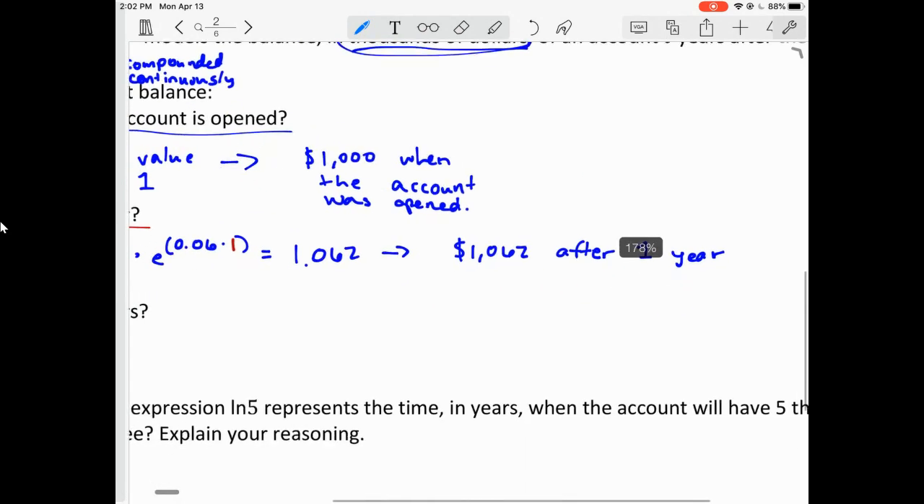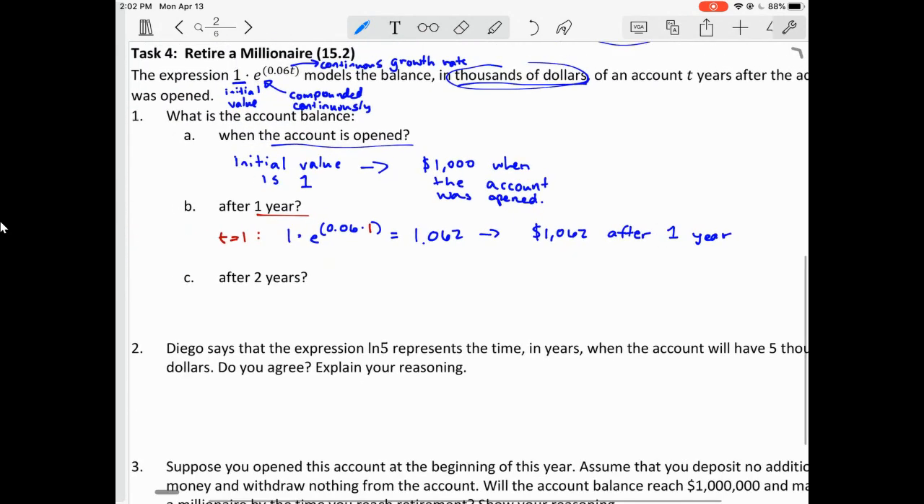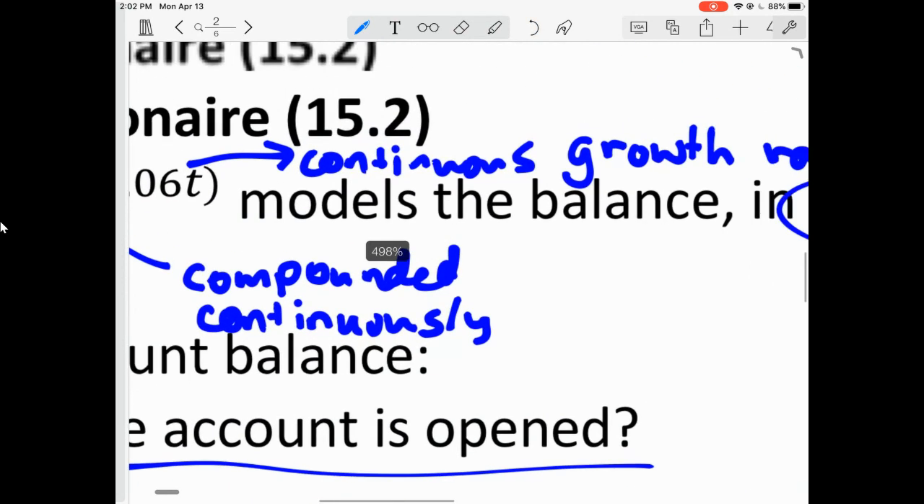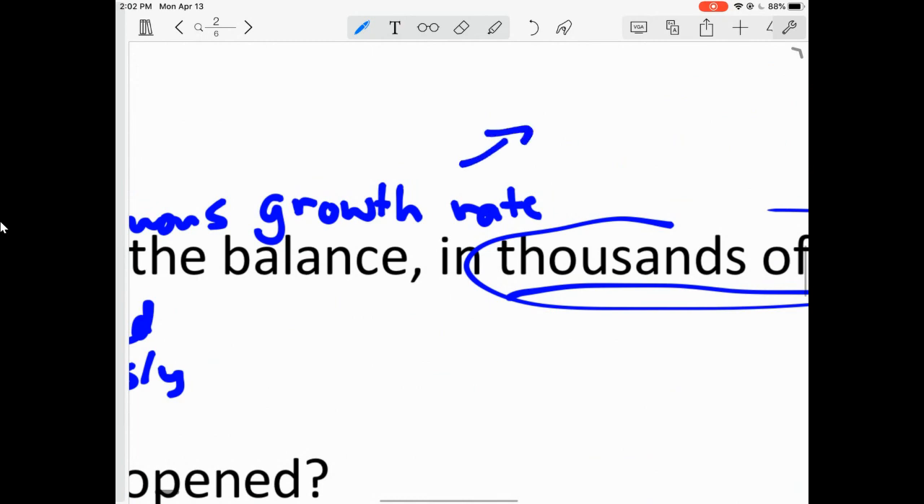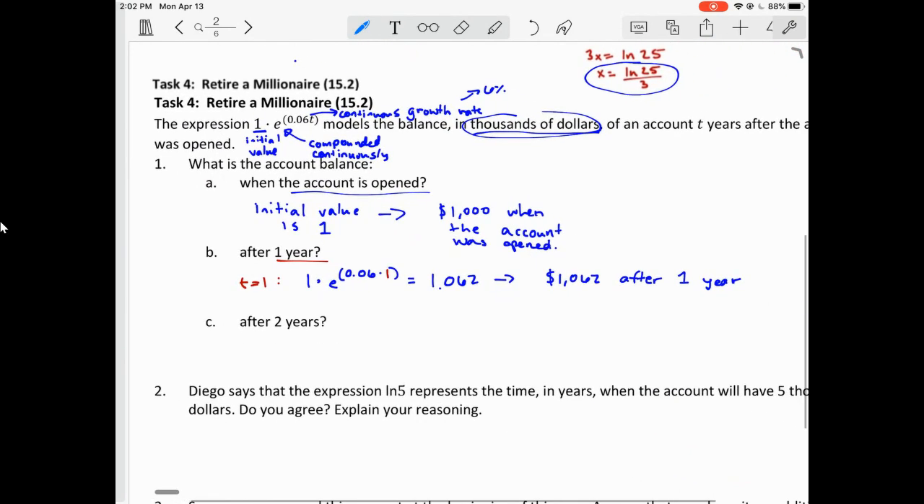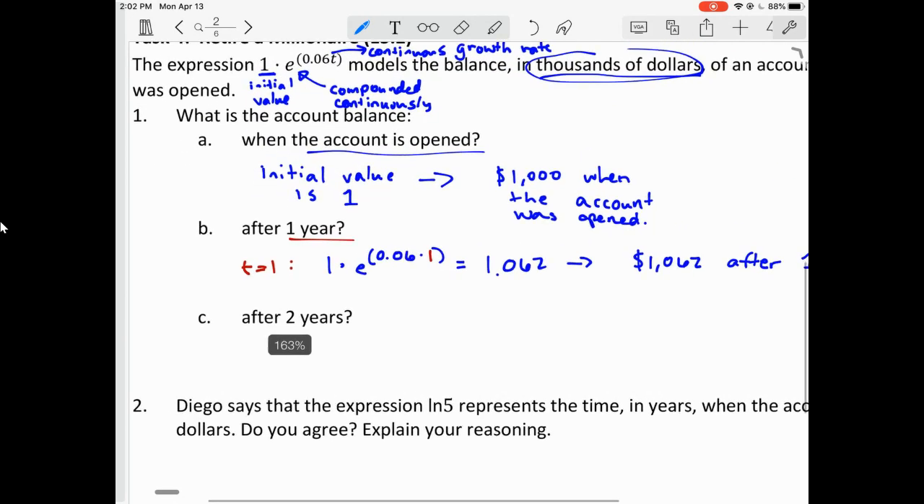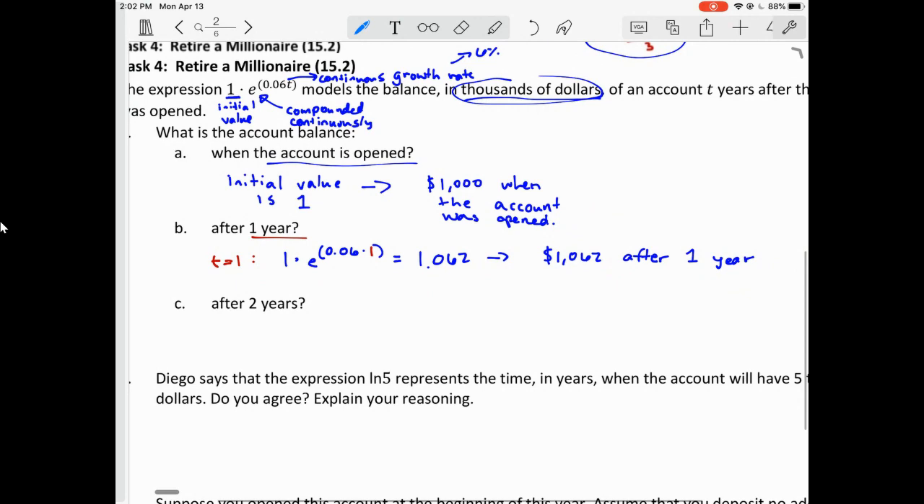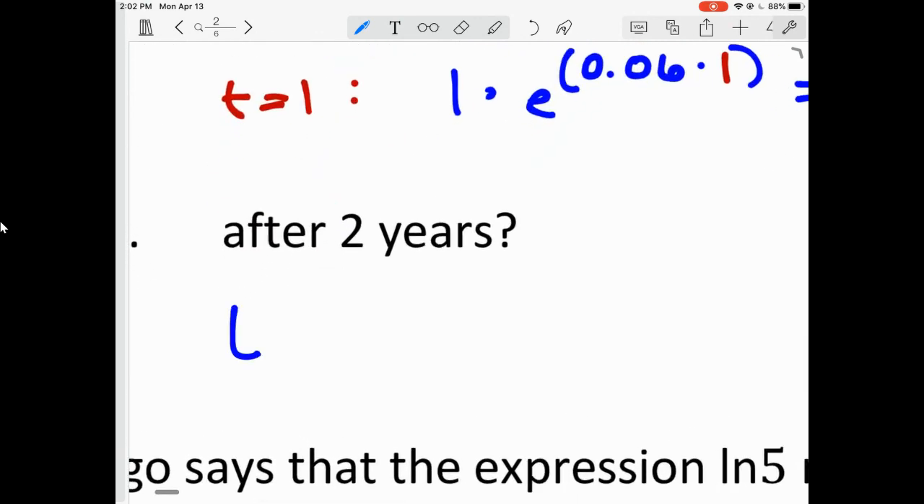Okay, so how much money did we earn? Well, just by leaving that $1,000 in the 6% interest. Again, 6% interest because that's our continuous growth rate. We ended up with $62 extra in there. Well, let's repeat this process one more time. You can go ahead, try pausing the video and doing it on your own.